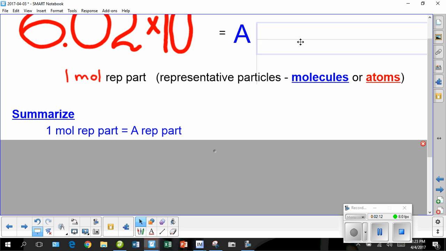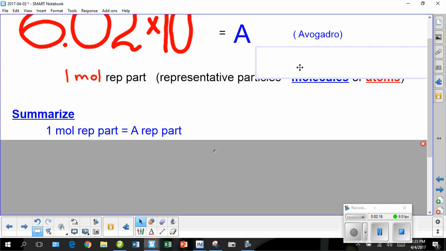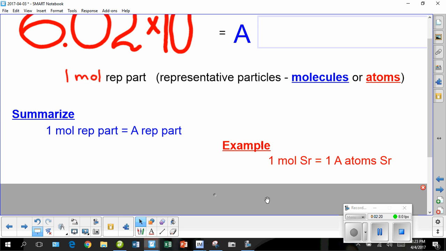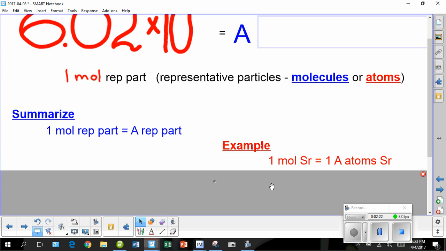I can't let you see that too long. I don't want you to look at it too long because I don't want to ruin your brains. That blue is tough. Anyway, moving on. The example, to put this into perspective: 1 mole of representative particles in this case is a mole of strontium atoms.